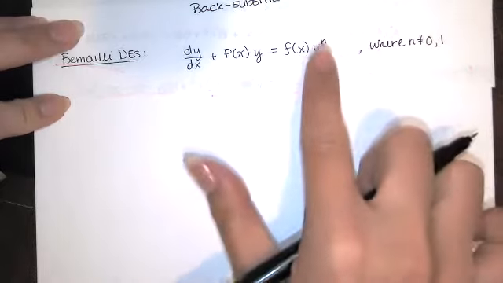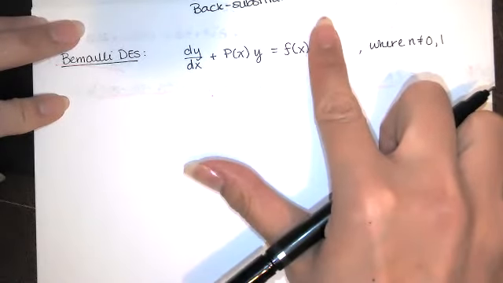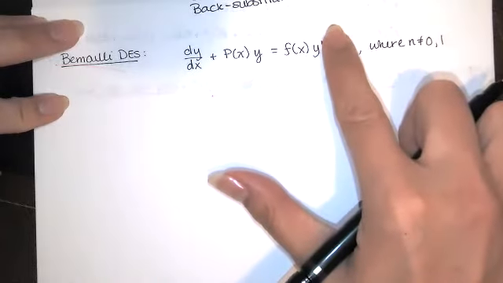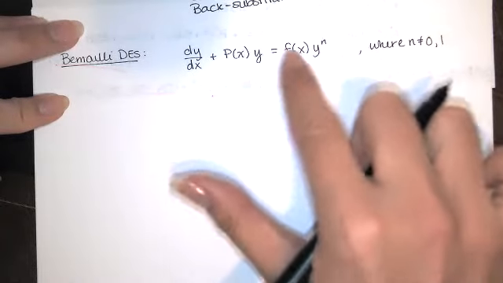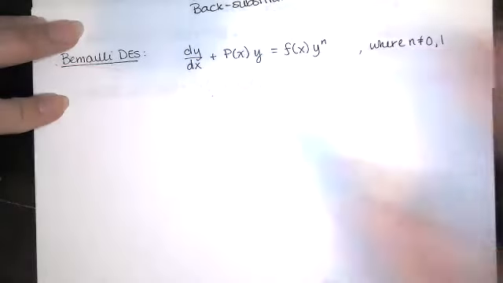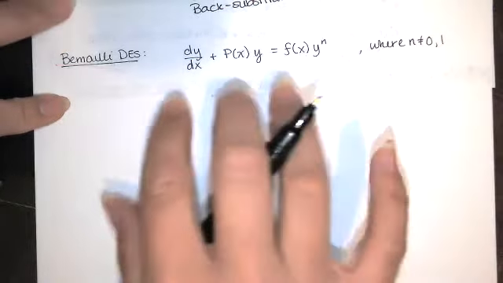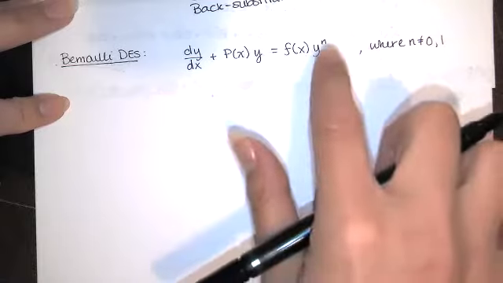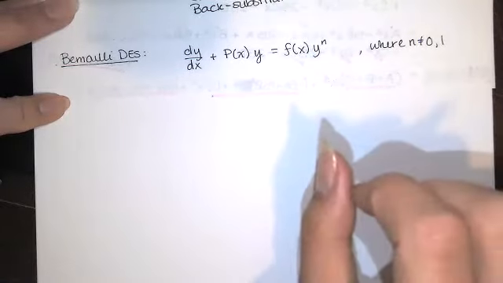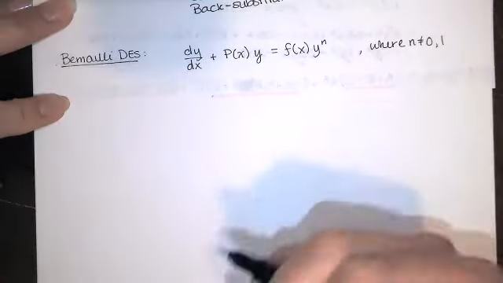Notice if n were 0, I would just have a y to the 0, so it would be first order linear. Or if n were 1, well then I could just subtract f of x times y from both sides, and then it would still be first order linear. And it would actually be separable in the case where n equals 1. But if n is not 0 and it's not 1, we can solve this Bernoulli equation with the substitution that I'm about to recommend.